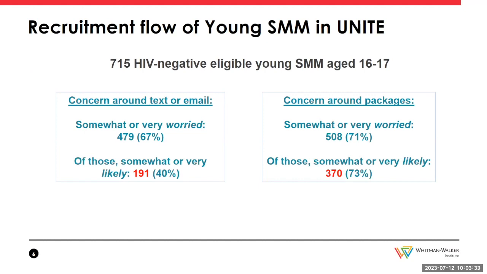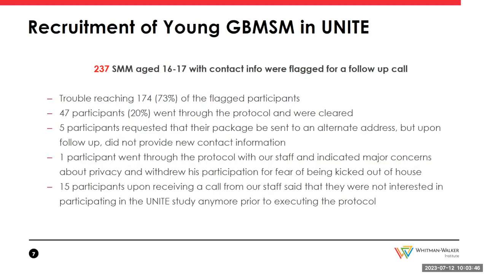So 191 were flagged for texts or emails, 370 were flagged for packages. We then proceeded to collect contact information for folks, and not surprisingly, not all of these people gave us contact information. So we ended up with 237 total who were flagged for one or the other or both. And we proceeded to try to implement the protocol, which was to give them a phone call, which turned out to be a big mistake.